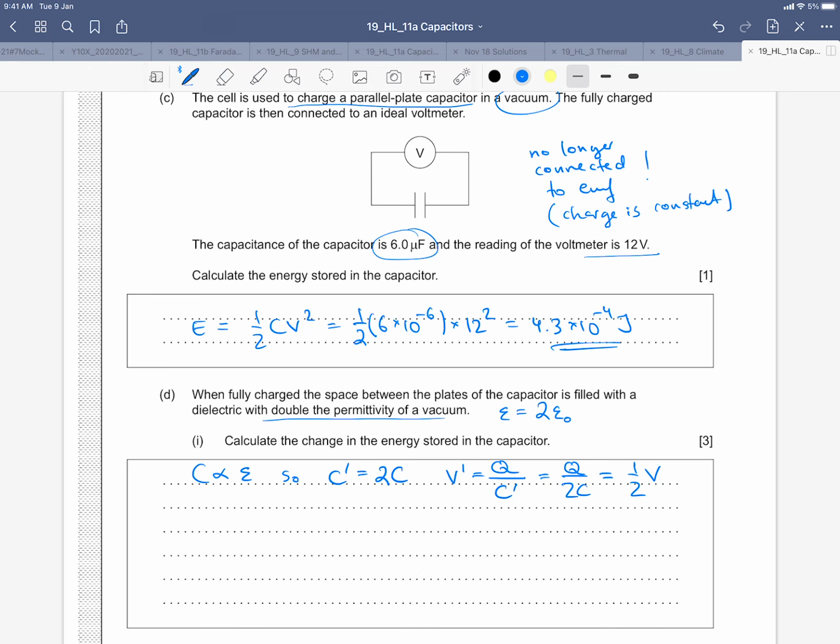So the new energy is half C prime V prime squared. C prime is 2C, V prime is 1/2 V, squared. So what's that going to give us? That cancels out, but then we get 1/4, that's going to be 1/2. How should I do this? 1/2 times 1/2 C V squared, and we can see half C V squared was what we had before. So we're going to have half of what we had before.